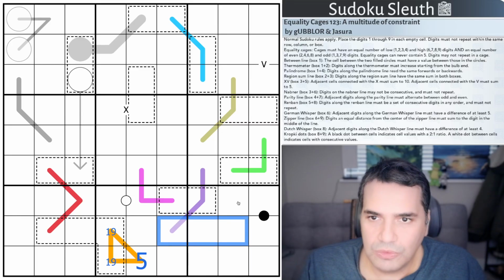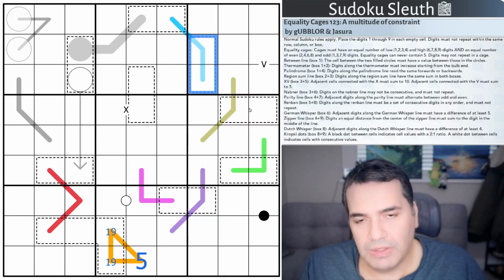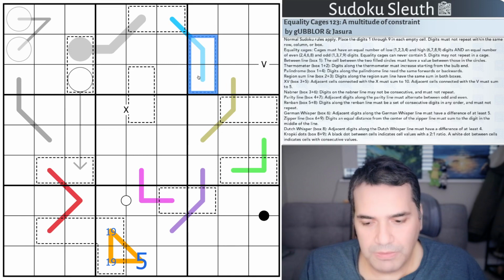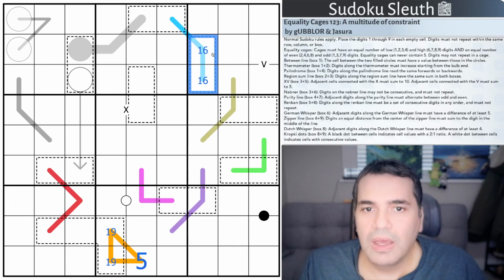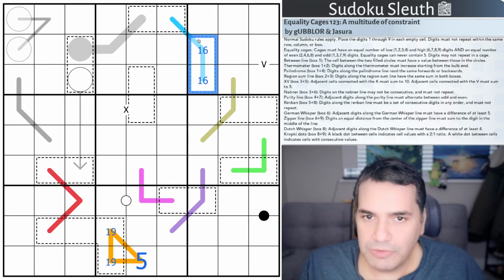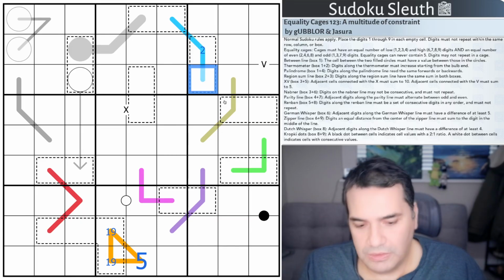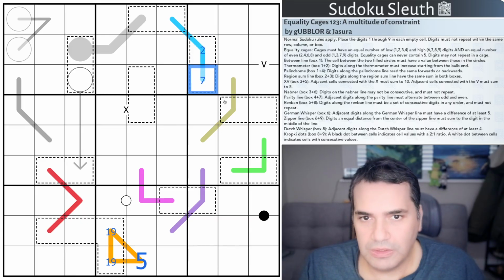The other thing that caught my attention is this region sum line. Right, so this region sum line, because it's an equality cage, the minimum I can make it is 1 and 6. And because equality cages always have an odd digit and an even digit, they have to have a balance of both. The sum of an equality cage is always an odd number. Essentially, if I put a 2 in here, the next one would actually have to be a 7, so that it is odd if the 2 is even.